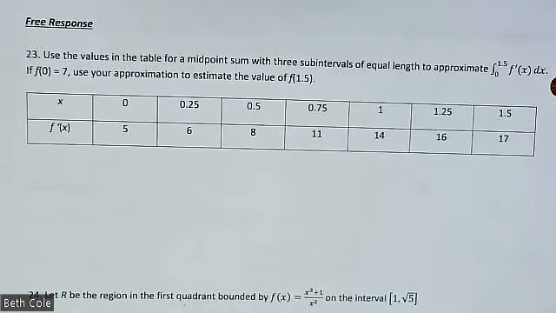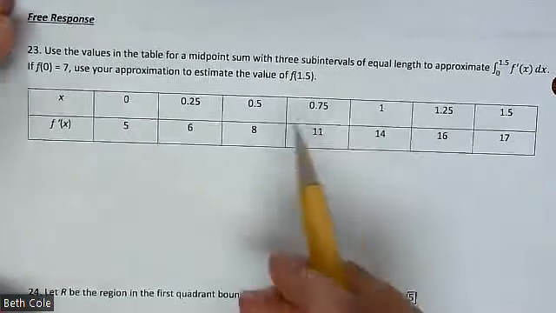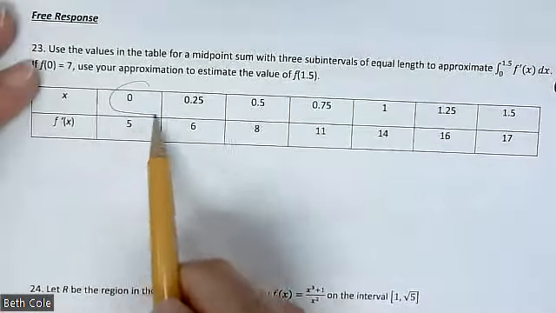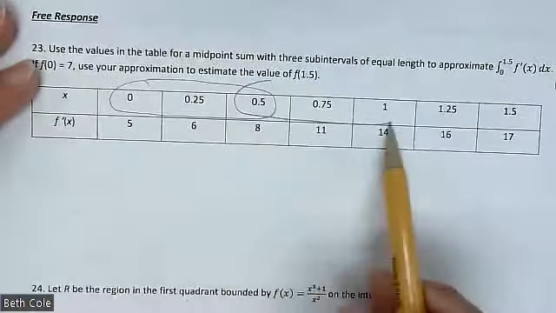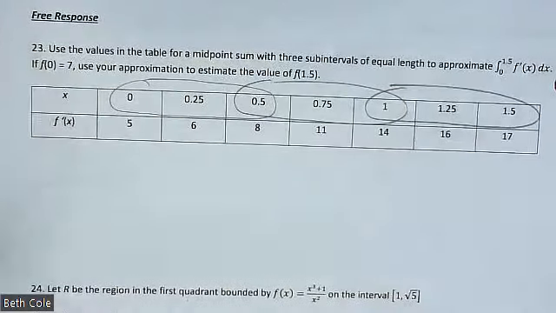All right, anytime you're given a table, you want to be like, yes, all the numbers I need are right there. So it makes things easier for you, right? So use the values in the table for a midpoint sum with 3 sub intervals. All right, don't be too proud to circle them. 1, 2, 3. Those are your sub intervals, right?